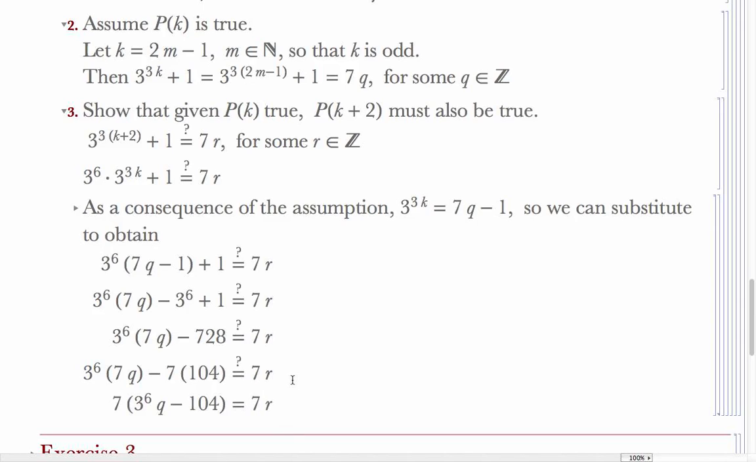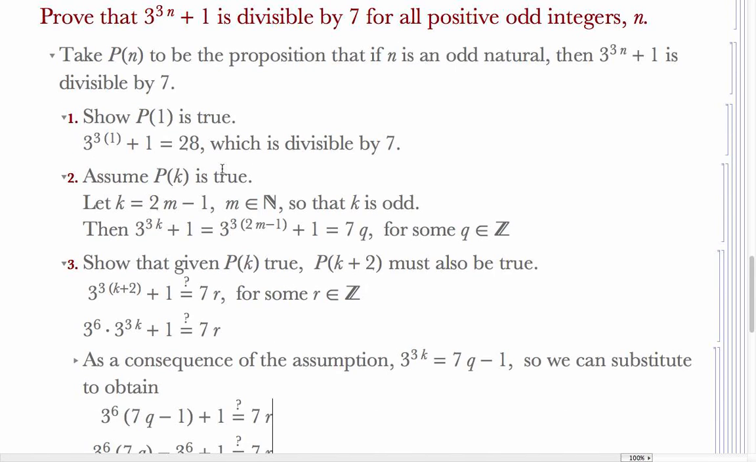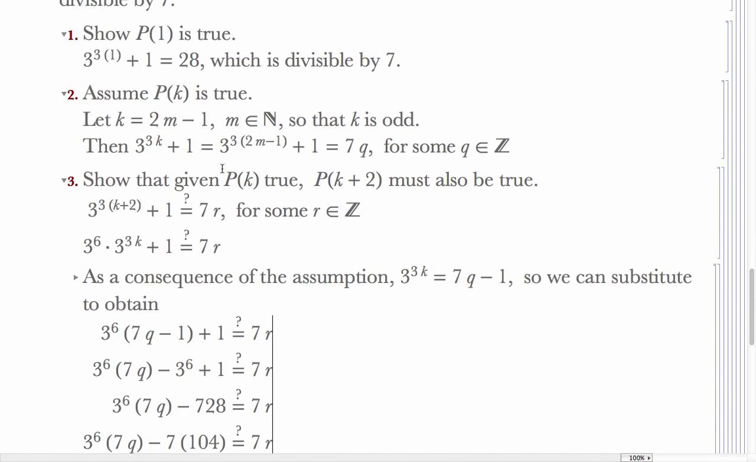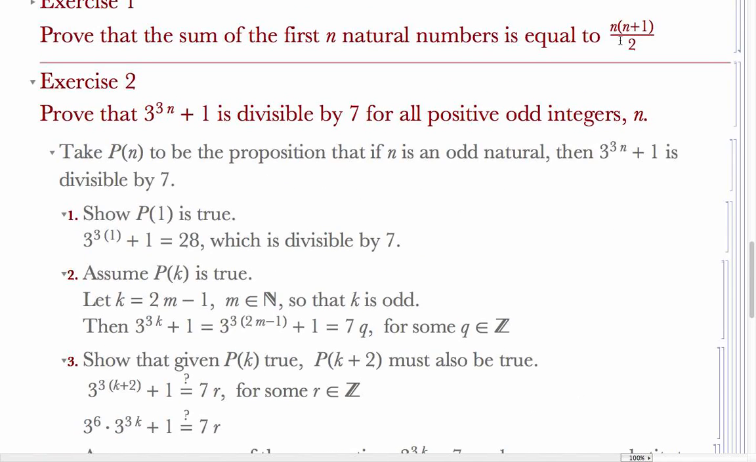And so basically what we've done here is we've figured out the relationship between R and Q for this problem, and we've proven that this third P of K plus 2 is also true, and that this expression is divisible by 7. And so since the proposition is true for the first odd natural number, and the proposition is true for the next odd, when you know it's true for the current odd, it must be true for all odd natural numbers.